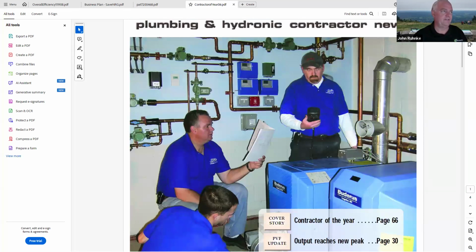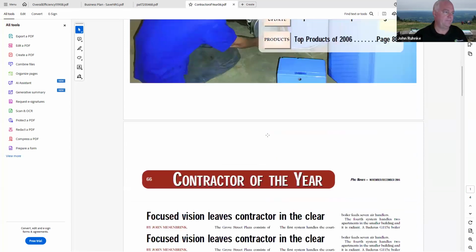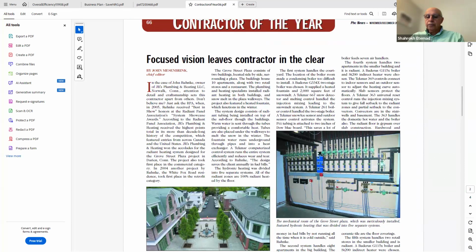And this is the cover. This system won first place retrofit one year. That's not the winning system. This is the winning system, over here on this side. And then this is snow melt in the courtyard. In the case of John Ruhnke, owner of JR's Plumbing and Heating, Norwalk, Connecticut, attention to detail and craftsmanship sets this contractor apart from others. Don't believe me, just ask the RPA. In 2005, Ruhnke received Best in Show honors at the Radiant Panel Association System Showcase Awards.